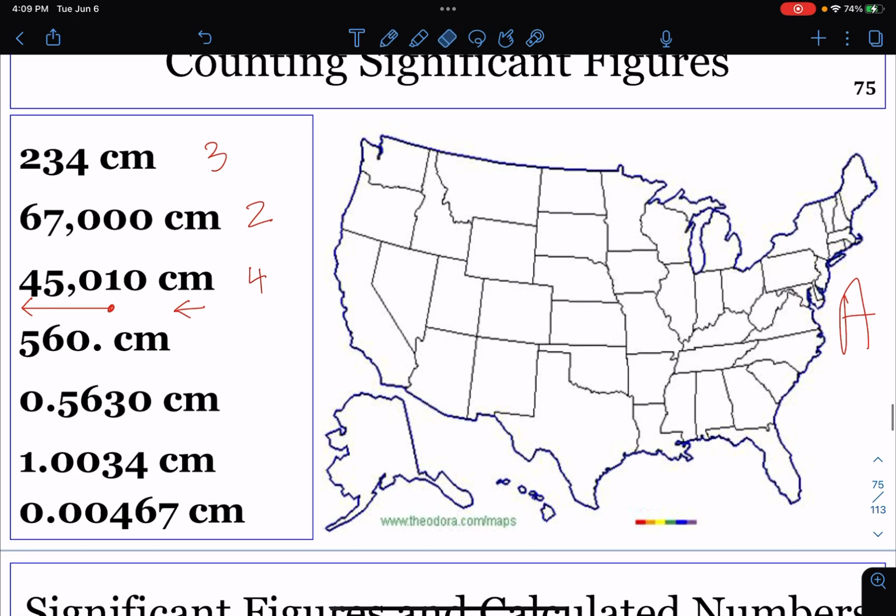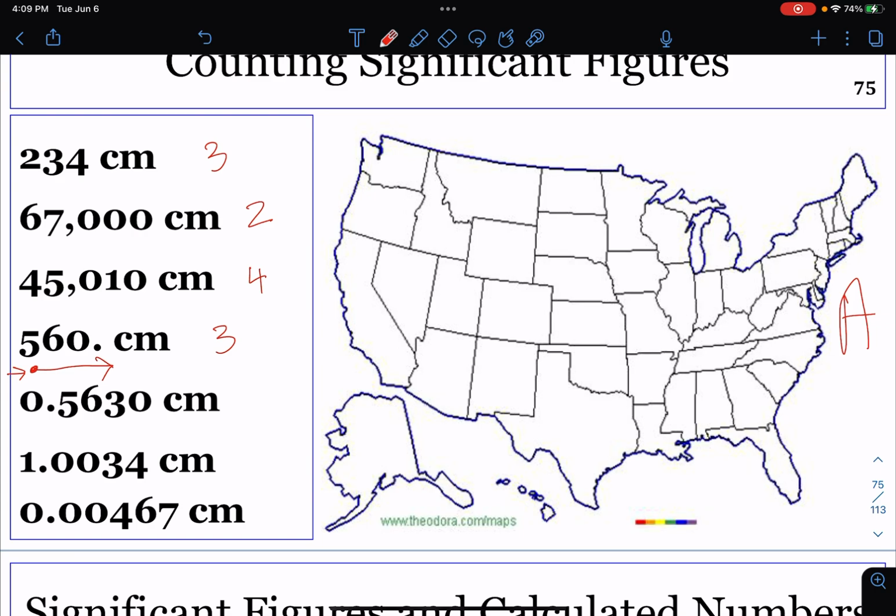Now we come to a number with a decimal point. So P for present, the decimal point is present, therefore we're going to look on the Pacific side of the number, which is the left-hand side. We start on this side here. The 5 is the first non-zero digit we come to, so this number and everything else after is considered significant. We have 3 significant figures.